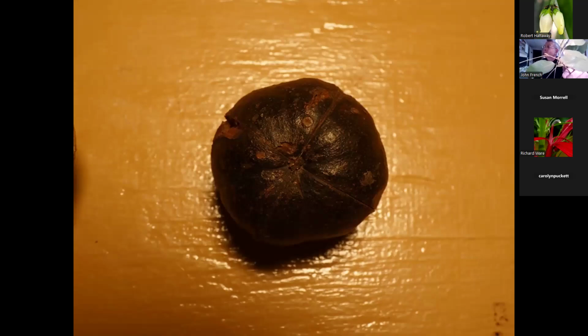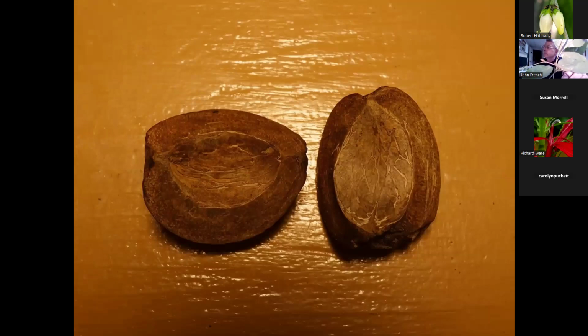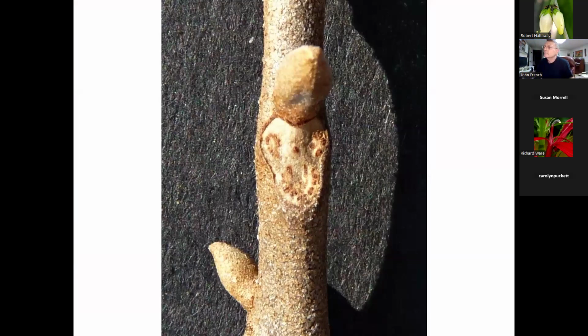Okay, this is the fruit. Everybody knows what this is, but there's the shell, or husk.